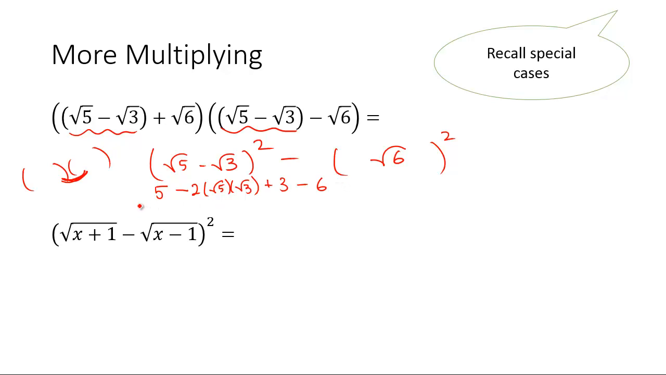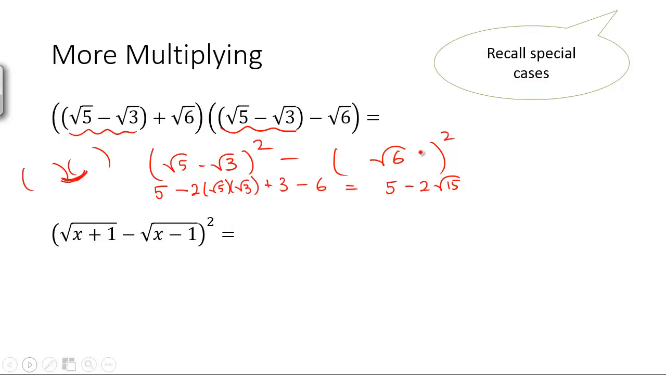So if you simplify that, you get 5 minus 2 root 15 plus 3 minus 6. 3 minus 6 is negative 3. So that's 5 minus 3, which is 2 minus 2 root 15 as the simplest form there.